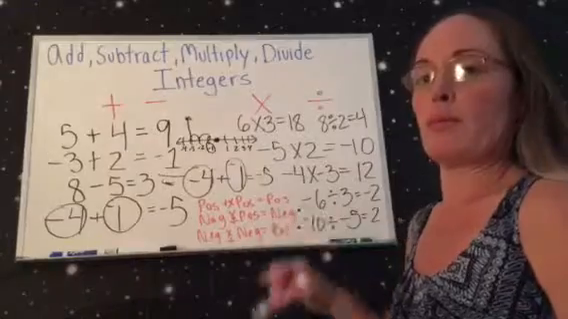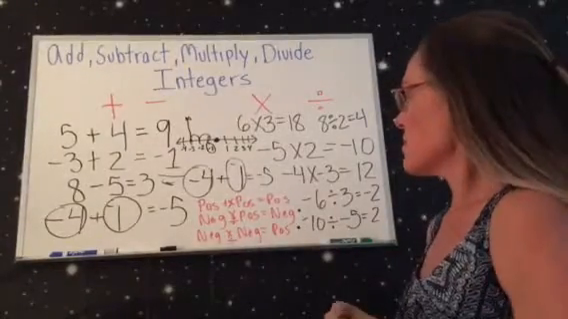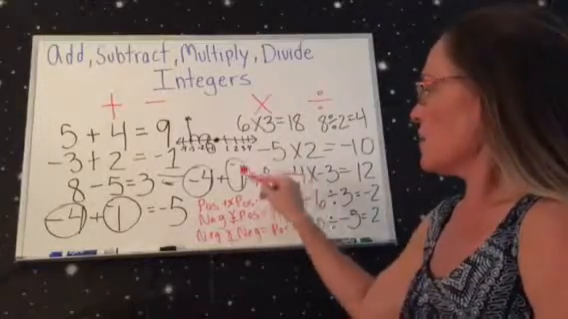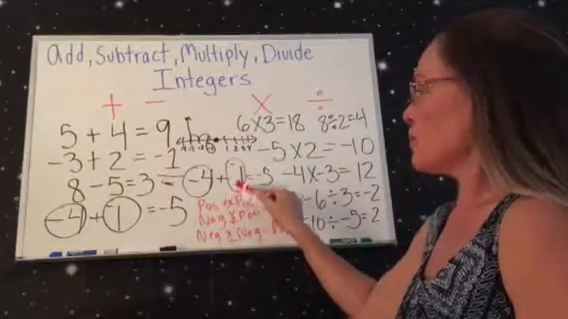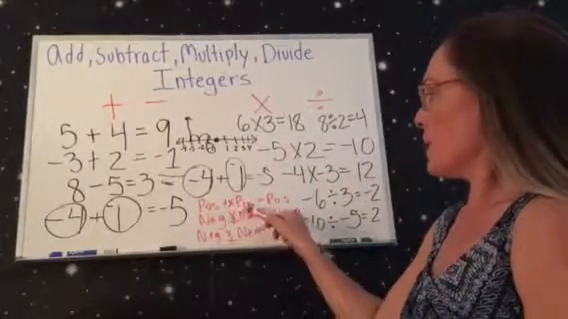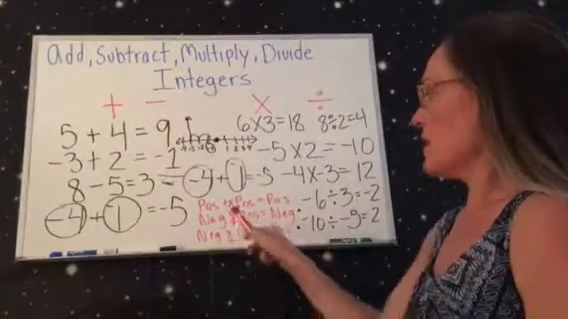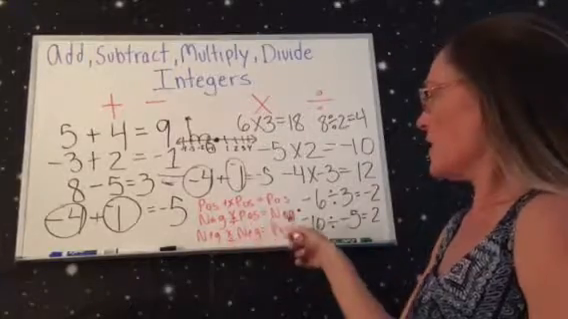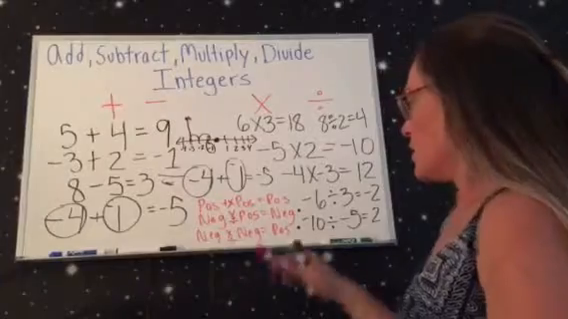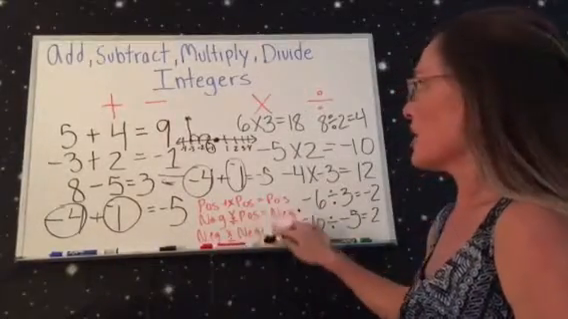But those are what get people tricked. And we don't want to get tricked. So we have to remember positive times or divided by a positive, you get a positive. Negative multiplied or divided by a positive will give you a negative. Negative multiplied or divided by a negative, you get a positive all the time. So you want to remember that. It'll make things a lot easier.